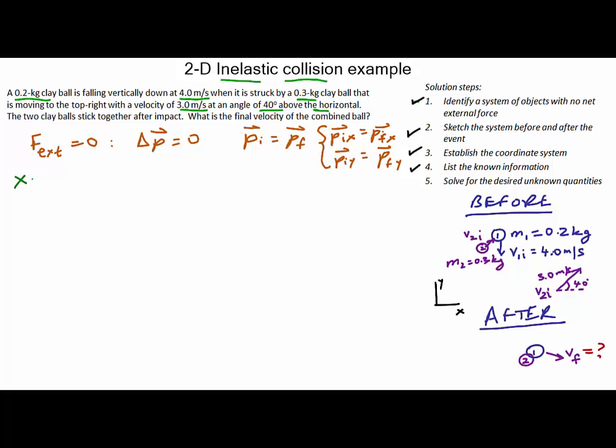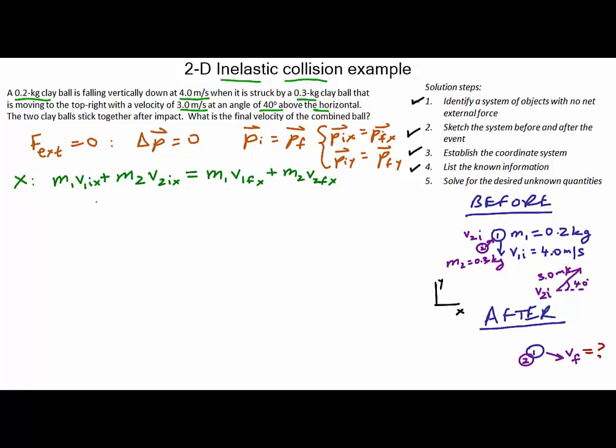So let's take the x-axis. That equation translates to m1 v1ix plus m2 v2ix equals m1 v1fx plus m2 v2fx. So the system's initial momentum was just the vector sum of the momenta of the individual objects along the x direction, and the same thing for the final state.